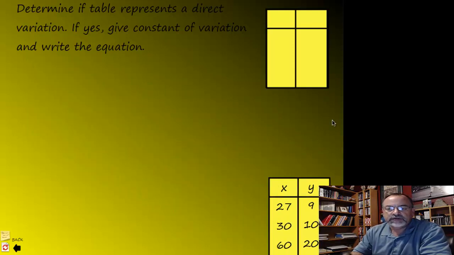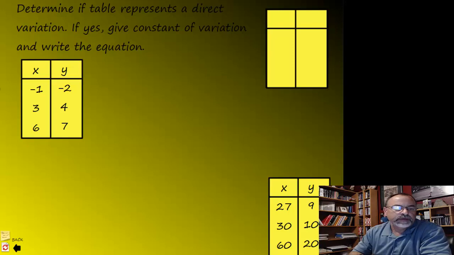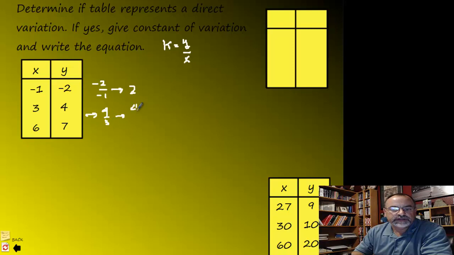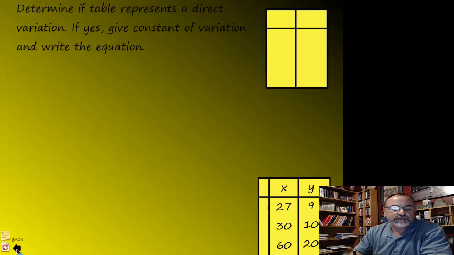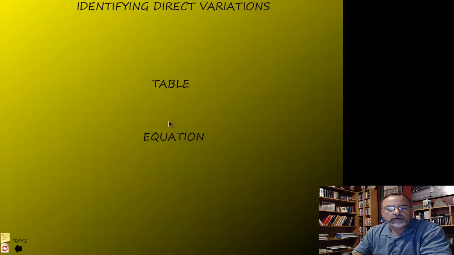So let's go ahead and take a look at one more example real quickly here. The x values are going up, the y values are going up. Could be a direct variation, but we need to check all of the ordered pairs. So -2 over -1 is 2. 4 over 3 is 4/3. Now I don't need to go any further because these are not the same. So I don't get the same value when I put y over x, so therefore this is not a direct variation. Alright, so that's how you would use a table to determine if it's a direct variation.